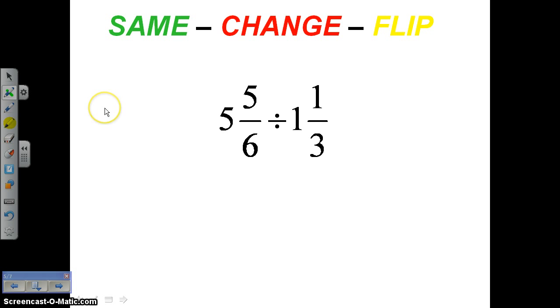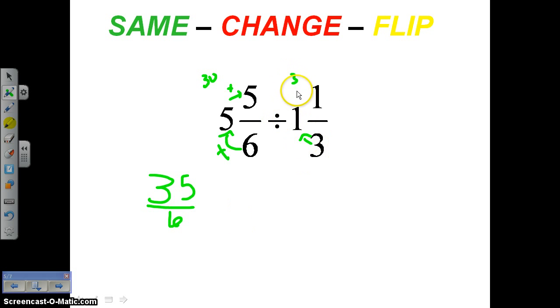Remember, whenever you have mixed numbers with multiplying or dividing, you have to change to improper. So I take 6 times 5, that gives me 30. I add 5 to it. I now have 35/6. Okay? 3 times 1 is 3, plus the 1 makes 4/3. So I have 35/6 divided by 4/3.